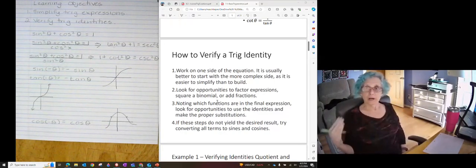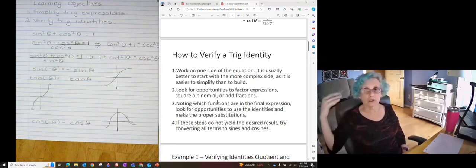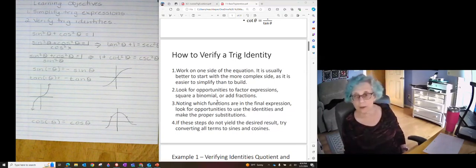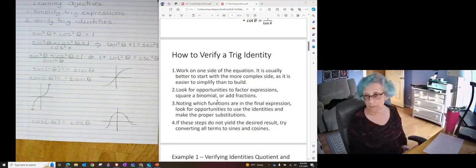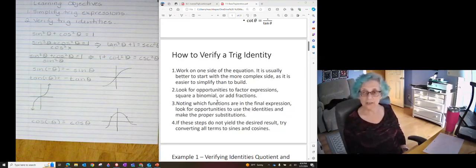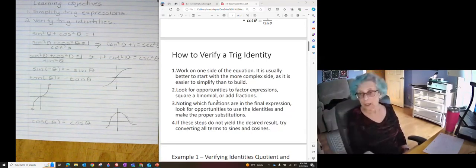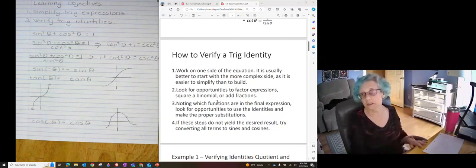So, verifying a trig identity. Work on one side of the equation. Usually it's better to start with the more complex side, because then you can try to simplify it and end up with the other side. Look for opportunities to factor, square a binomial, or add fractions. Note which functions are in the final expression, so what you're trying to get to. If the steps don't yield the desired results, try converting everything to sines and cosines.